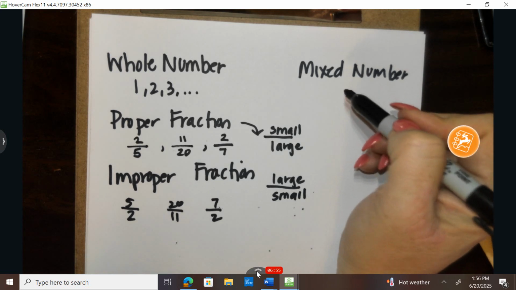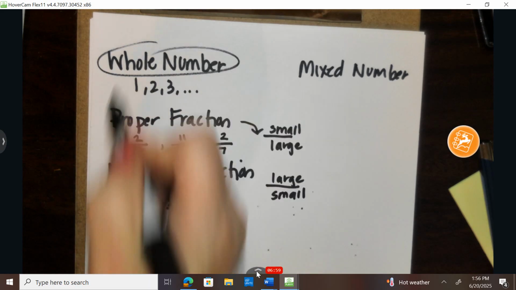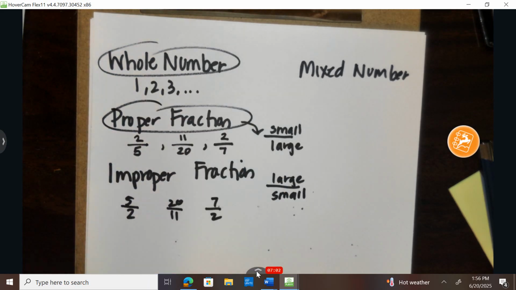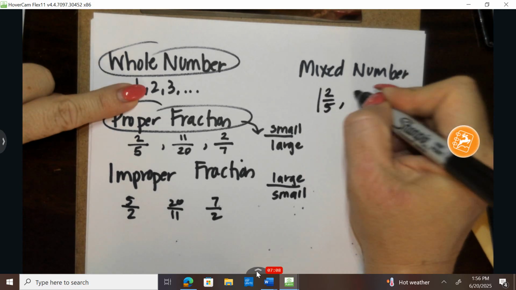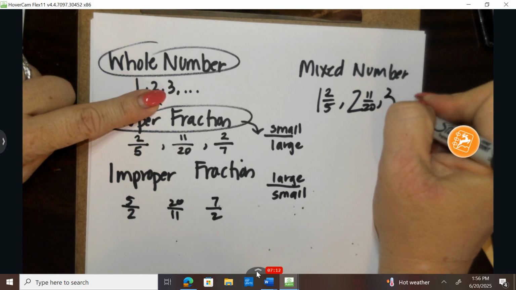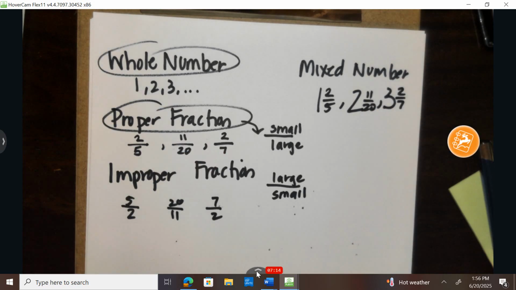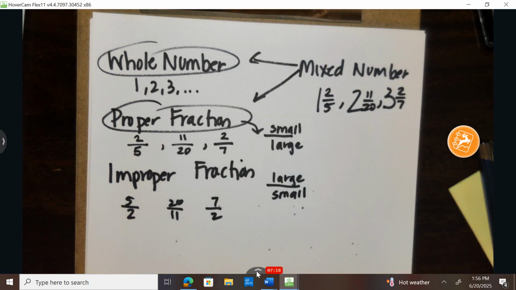Remember, a mixed number is composed of two things: a whole number combined with a proper fraction. So I could just make this up. It could be 1 and 2/5, or it could be 2 and 11/20. It could be 3 and 2/7. A mixed number is composed of a whole number and a proper fraction.